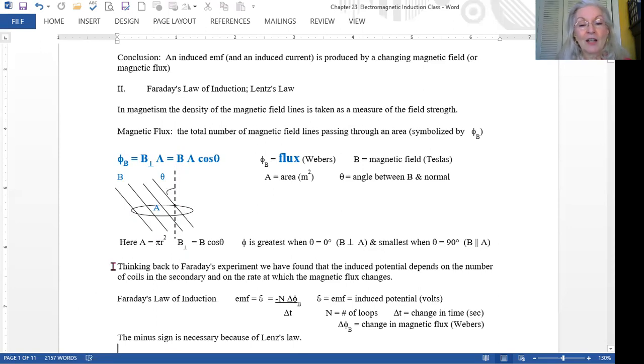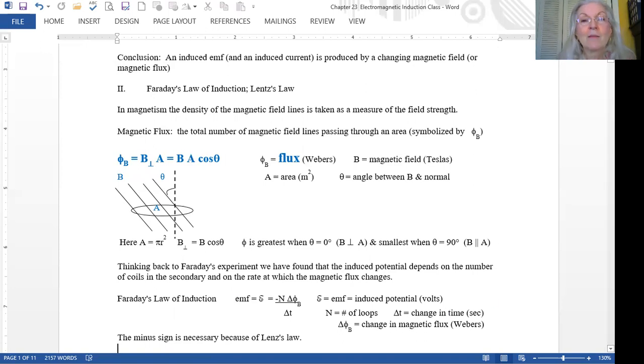If we think back to Faraday's experiment, we discovered that the induced potential, remember potential is a voltage, depends on the number of coils in the secondary and on the rate at which the magnetic flux changes. So if you can change your magnetic field very quickly, you'll create a large current in the wire. If you change it very slowly, you get a small current. So Faraday's law of induction is that the EMF is equal to minus N times the change in phi divided by the change in time.